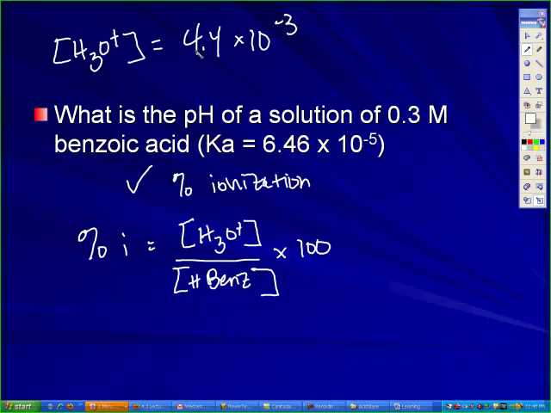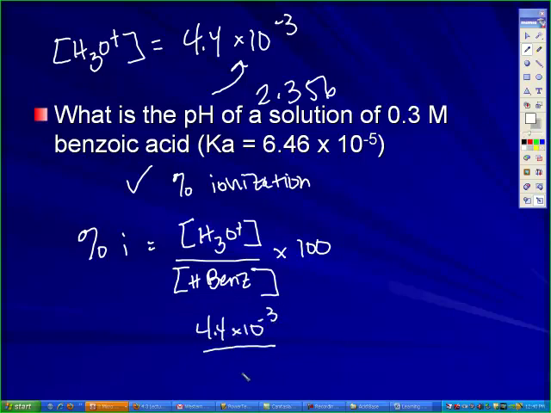But that doesn't change your pH. If you take the negative log of that, you still get 2.356. I know you're yelling at me right now. Get over it. All right, so I'm going to plug in 4.4 times 10 to the negative third.